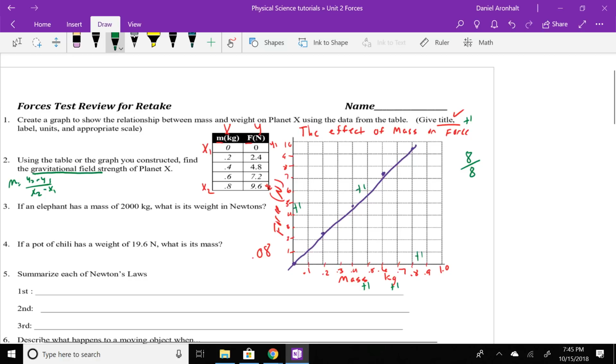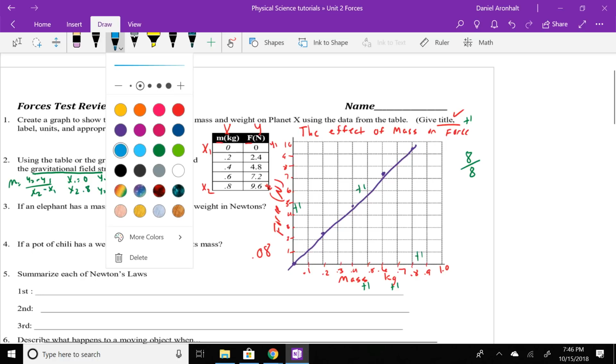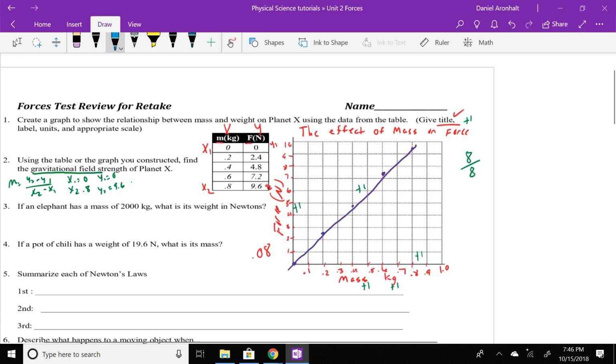We're going to need to know our variables for the slope. We need x1, x2, y1, y2, and they're given to us right there. So x1 is going to equal 0, x2 is going to equal 0.8, y1 is going to equal 0, and y sub 2 is going to equal 9.6. And I'm going to want to find slope. And so I have all my variables. Let's plug it into the equation. And I'm going to have 9.6 minus 0 over 0.8 minus 0.